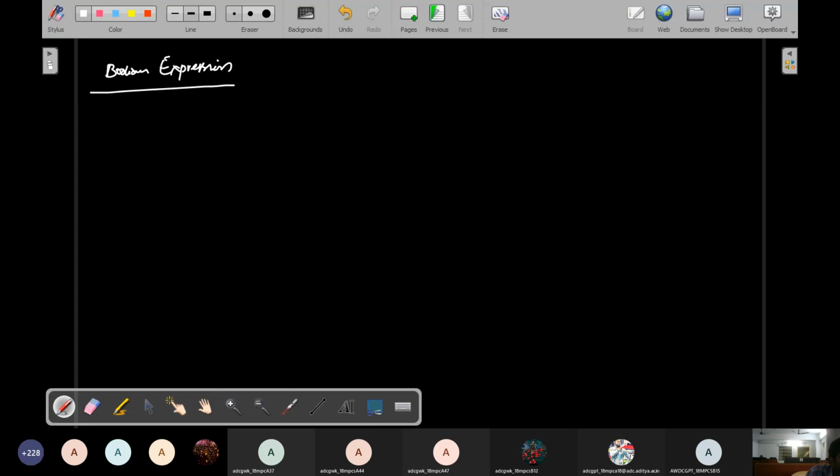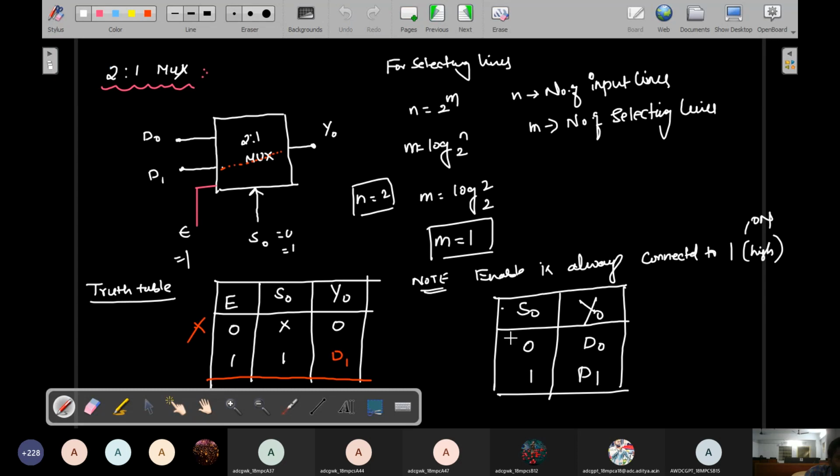Okay, see, once I'll write the Boolean expression of this truth table. Here, S is 0 means it is a complementary situation, and S naught is 1 means it is direct. Complementary: the zeros always represent complementary. So one time you take the complement and another time the direct connection. D naught and D1 are the final inputs of this 2:1 multiplexer.